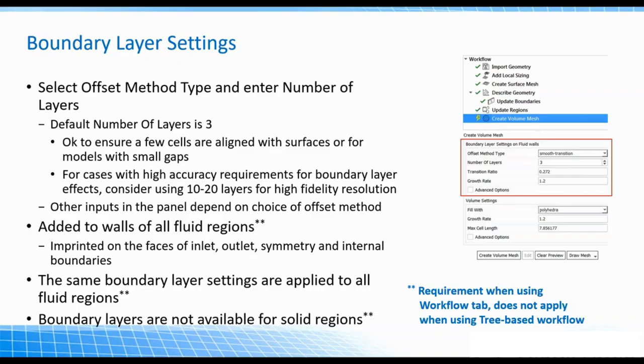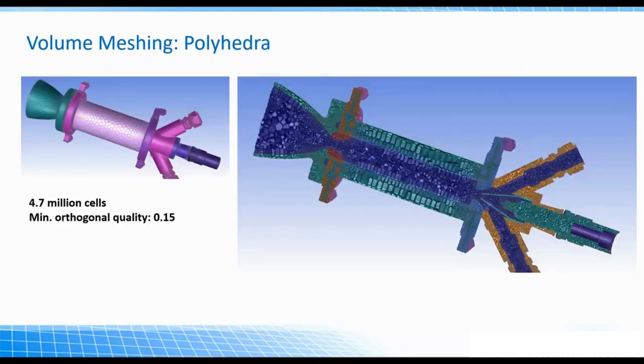And then you just select the volume settings. And there are 4 different volume settings that I'll go over in a second. This is for the volume fill within your fluid domain. Like I said, the boundary layer settings are applied to all fluid regions, and they are not available for solid regions. But those restrictions are only applicable to the workflow. If you go into the tree-based tab, that's where you can define those if you'd like.